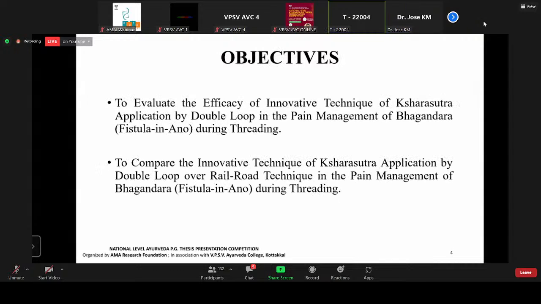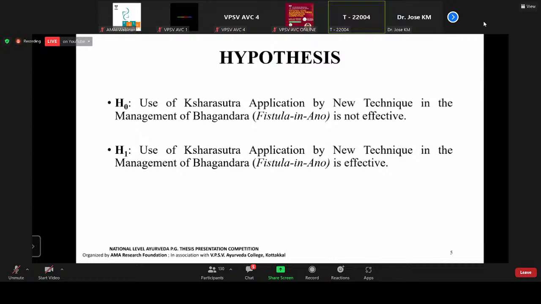The first objective is to evaluate the efficacy of the innovative technique of Sharsutra application by double loop in the pain management of Bhagandar fistula-in-ano during threading. The second is to compare the innovative double loop technique with the railroad technique in the pain management of Bhagandar fistula-in-ano during threading. Now the hypothesis: H0 is that use of Sharsutra application by the new technique in the management of Bhagandar fistula-in-ano is not effective. H1 is that it is effective.